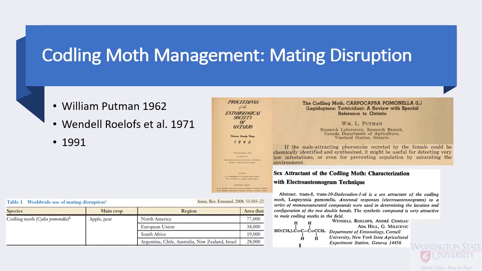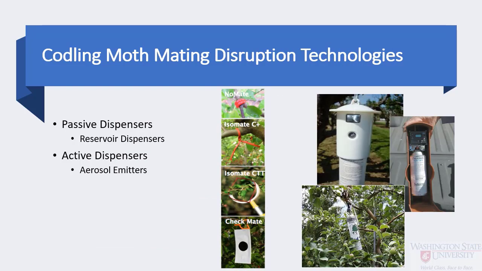Since then, mating disruption has steadily gained acceptance and has become an integral part of codling moth management in several pome fruit production areas. Two main technologies for delivering pheromone to your orchard are passive and active dispensers. Codling moth completes multiple generations per year, so dispensers must release pheromone for up to 180 days.